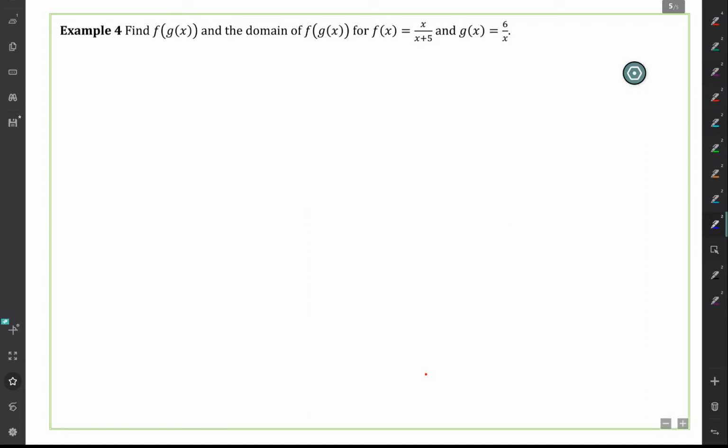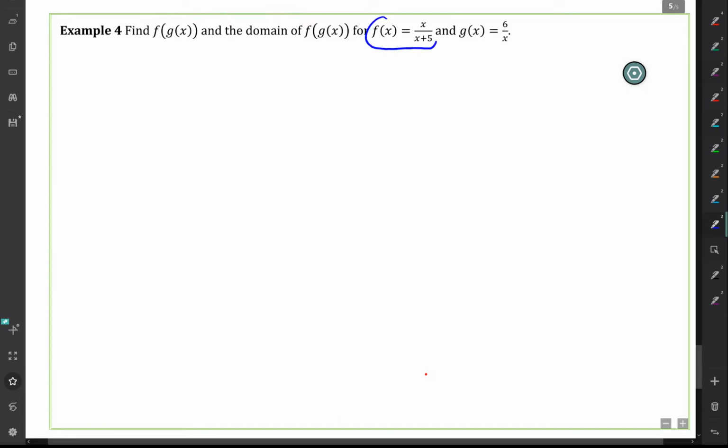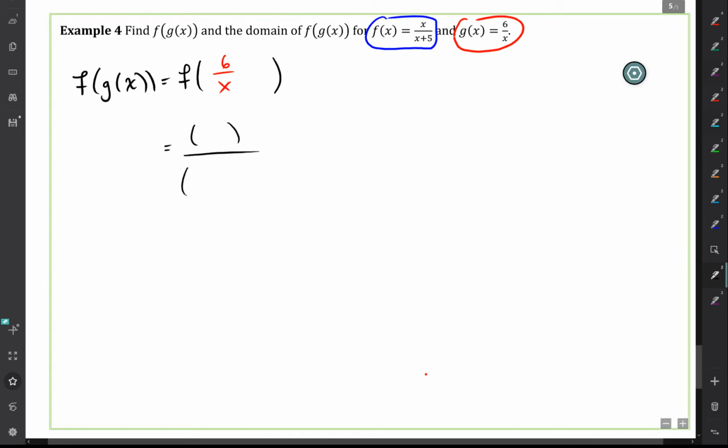Alright, in example 4 we're asked to find f of g of x and its domain when f of x is x over x plus 5 and g of x is 6 over x. So let me just write down that f of g of x is, alright, that's f of 6 over x. And now remember f is x over x plus 5.